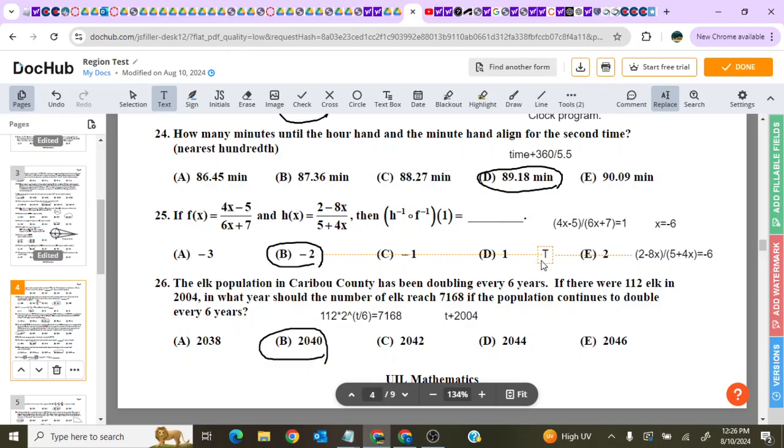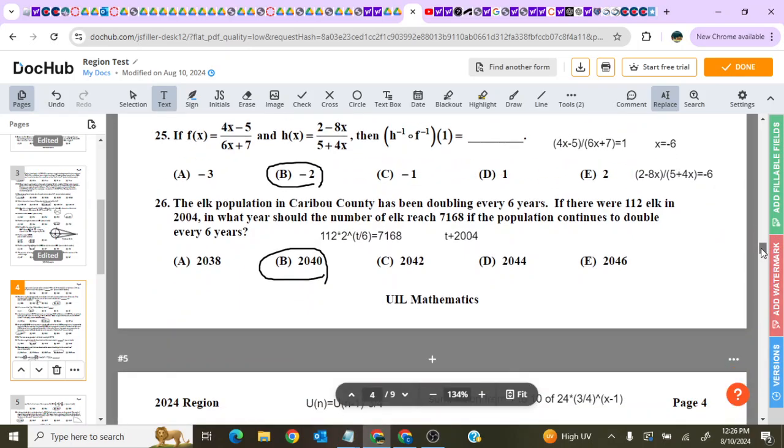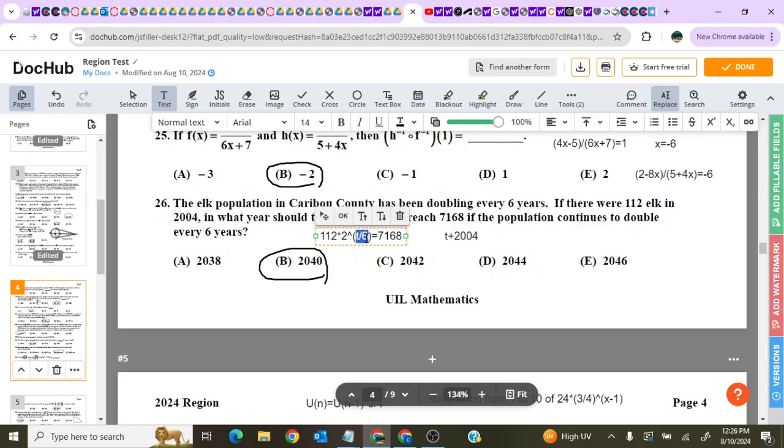26. The elk population has been doubling every 6 years. 112 elk in 2004. And what year should the population reach 7168 elk if it doubles every 6 years? So 112 is your start, and then it's doubled every 6 years. So 2 to the power of time over 6, when you multiply by 112, will have to get you the 7168 because it increases exponentially. So 2 to the power of your time over 6. Hopefully you can understand if time was 6, it would indeed double like it should.